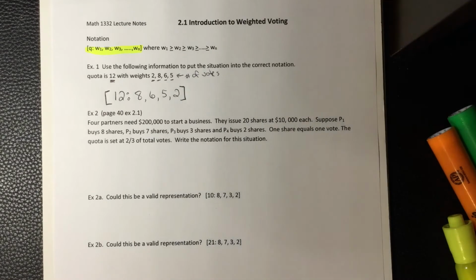This one is out of your book. So 4 partners need $200,000 to start a business. They issue 20 shares at $10,000 each. So player 1 buys 8 shares, player 2 buys 7 shares, player 3 buys 3 shares, and player 4 buys 2 shares. So 1 share equals 1 vote, and we're going to set the quota at 2/3 of the total votes.